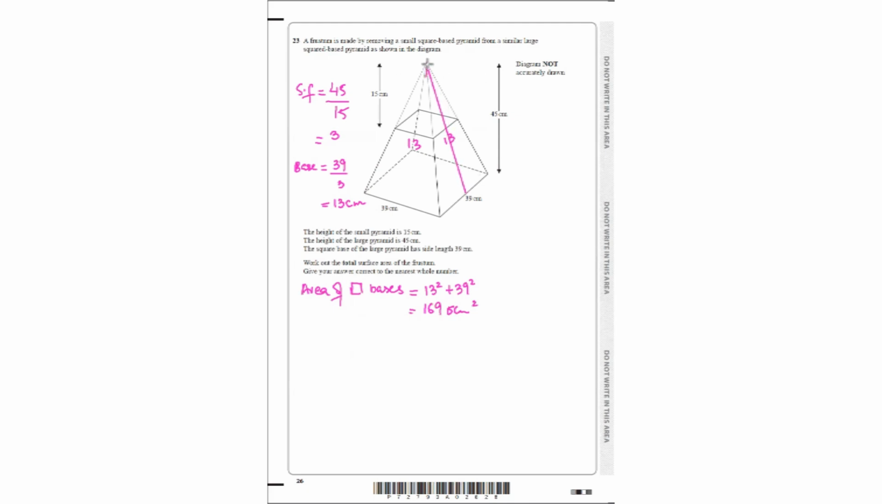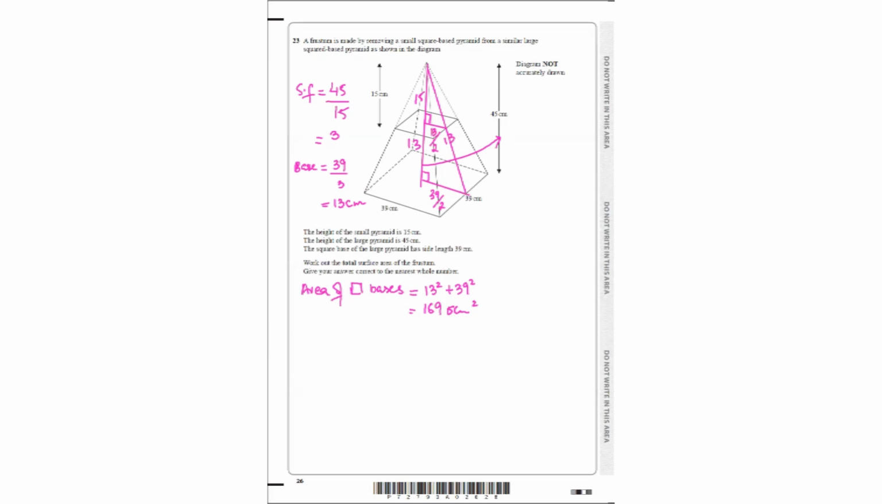And to find this height, I am going to make a right angle triangle over here. And the same goes over here. So since this is right in the middle of the pyramid, this is going to be 39 divided by 2, and this is going to be 13 divided by 2. For the bases of these right angle triangles, the height for this is 15, and for that one is 45. So we can use Pythagoras to find the hypotenuse for these two right angle triangles.